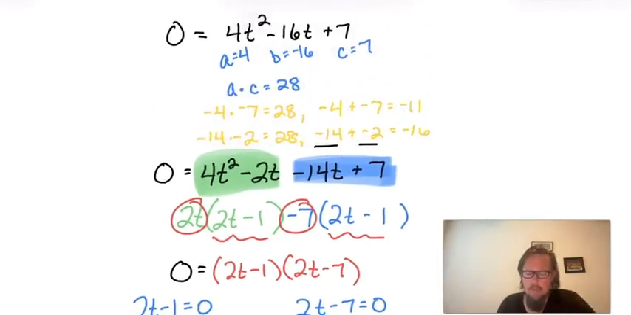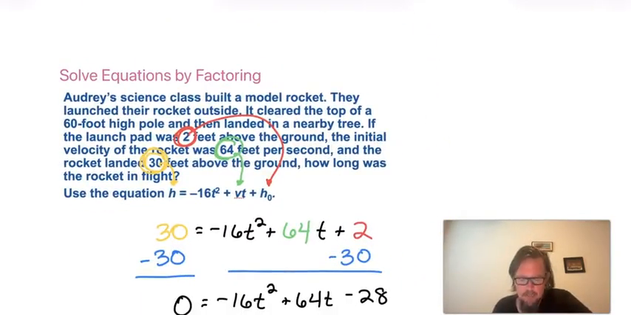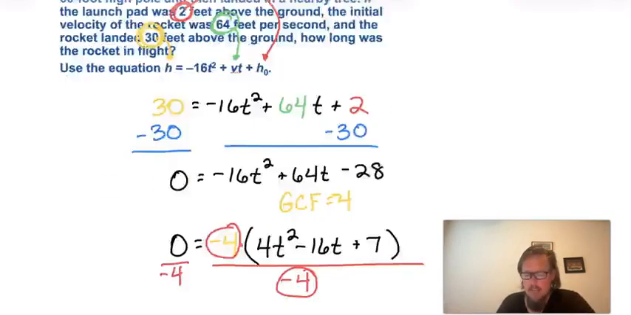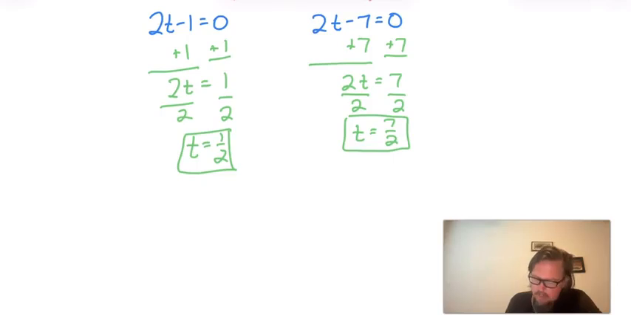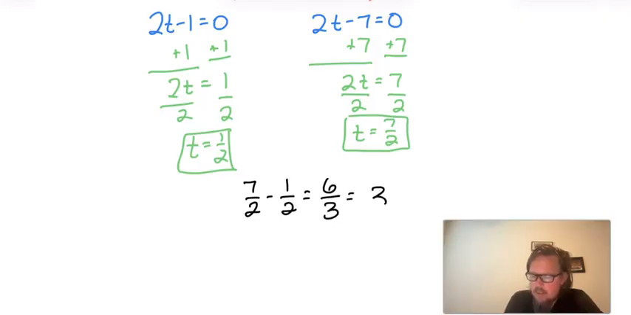But let's go back to the problem and make sure that both of these answers make sense in context. It says, how long was the rocket in flight? So the time is from 1/2 to 7/2. And so the amount of time that it was in flight is from half a second to 7/2 seconds. So the time that it was in flight is the difference between 7/2 and 1/2, which is 6/2. So 3 seconds is how long the rocket was in flight.